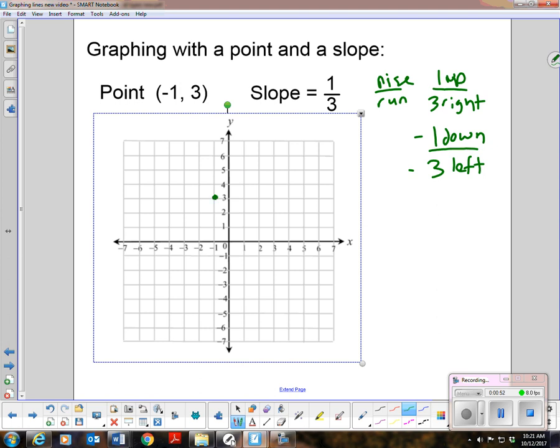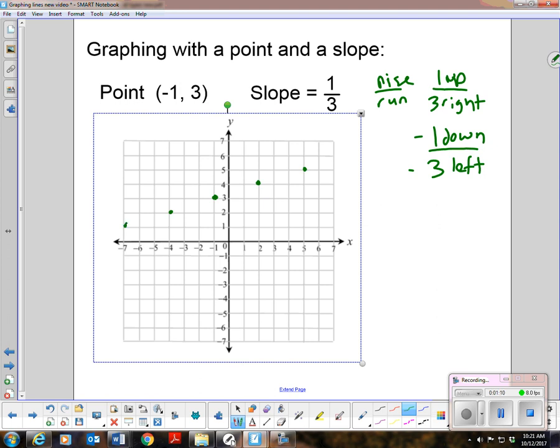And then we do the slope, 1 up and 3 to the right, 1, 2, 3. And so there's our next point. And then 1 up, 1, 2, 3 is our next one. And we don't have any more we can go there, so let's go and do the opposite one. So 1 down, 1, 2, 3 to the left, 1 down, 1, 2, 3.